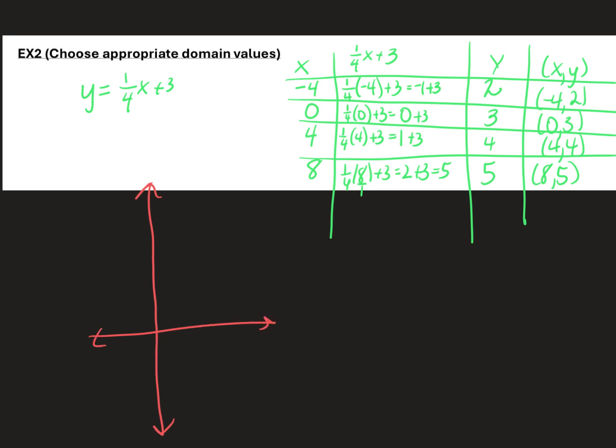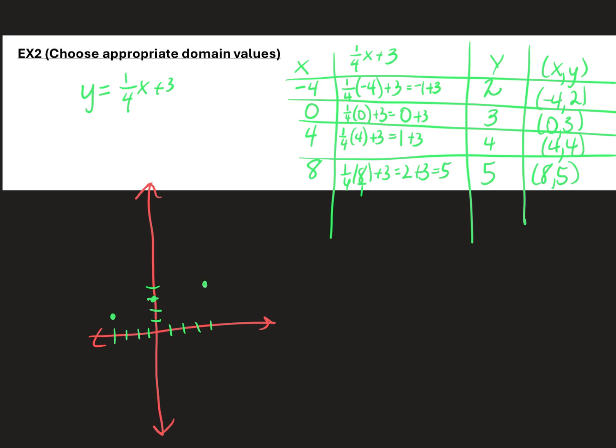-4, +2. -1, -2, -3, -4, +2. Line it up. 0, 3. 0, 1, 2, 3. 4, 4. 1, 2, 3, 4. 1, 2, 3, 4.